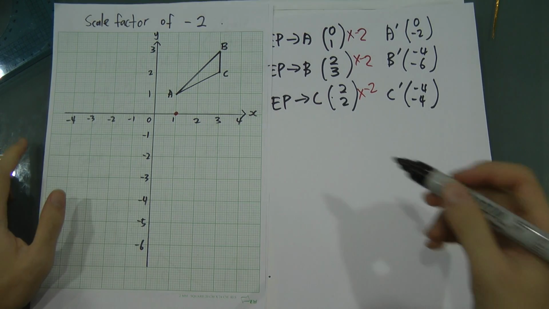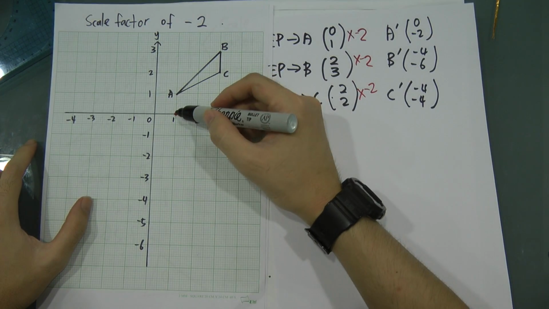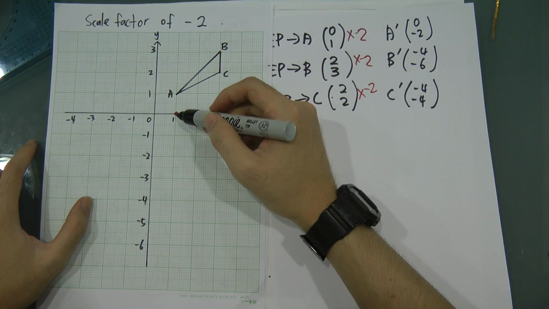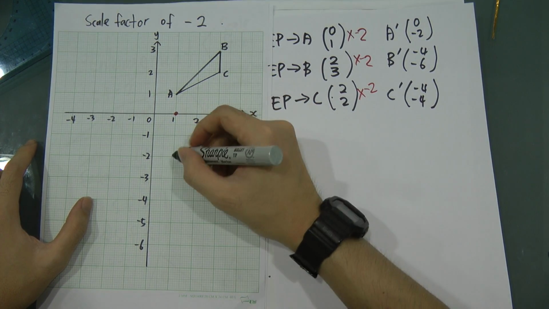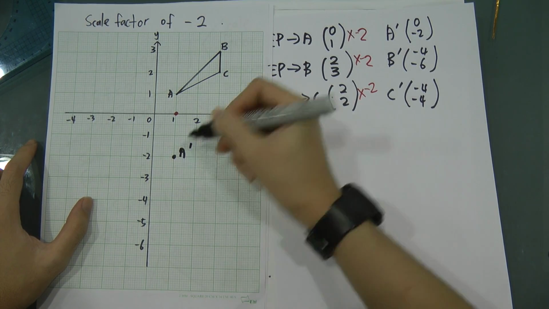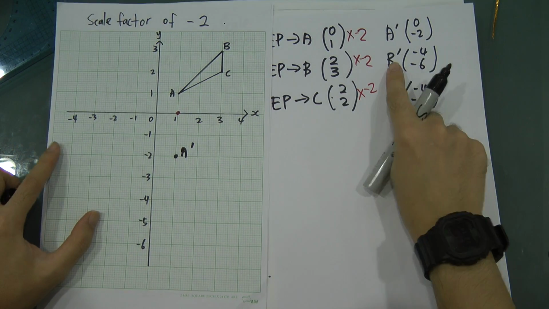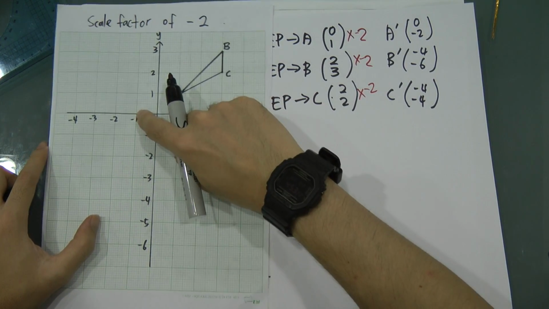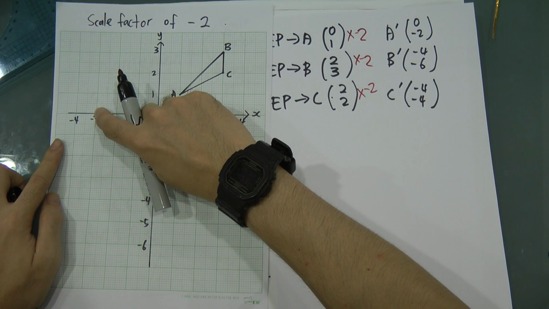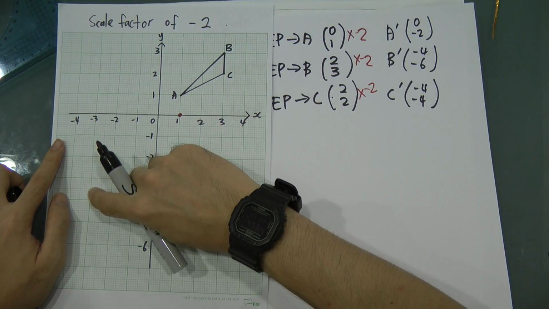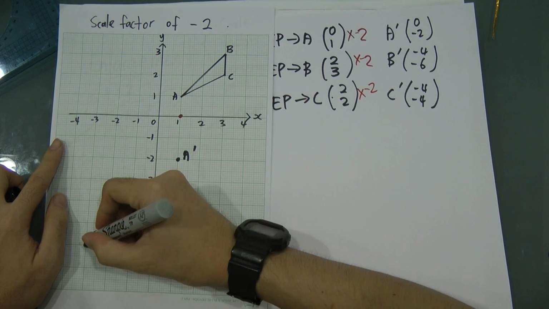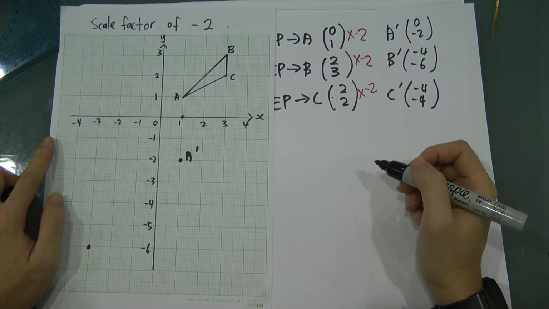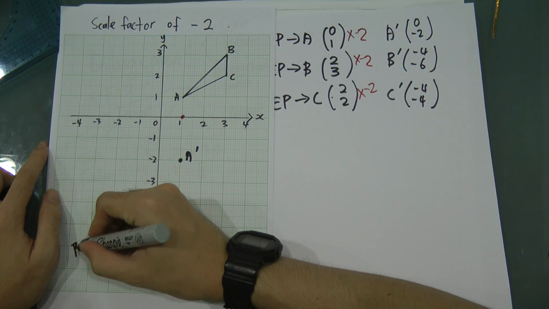Okay, A image first. 0, this is 0, meaning it doesn't move left or right. -2 means move downwards, 1, 2. This one will be my A image. Okay, B image will be -4, -6. 1, 2, 3, 4. -6 will go down, 1, 2, 3, 4, 5, 6. So this is my B image.